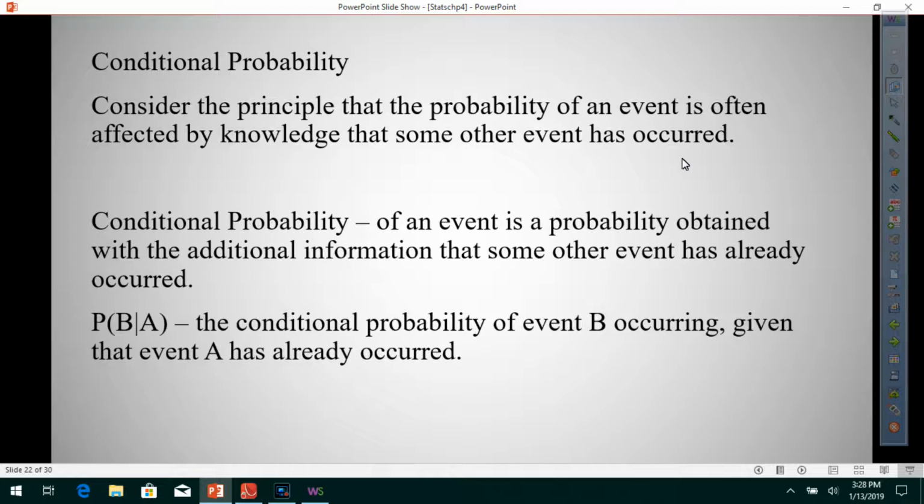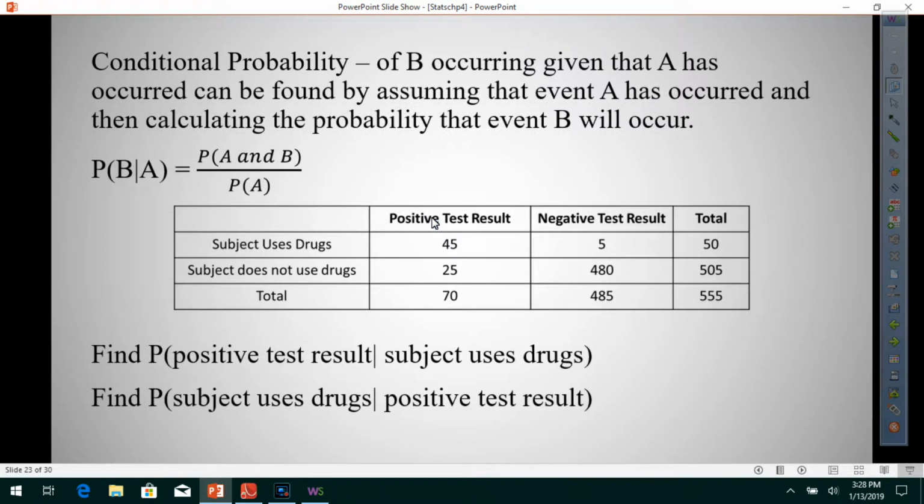So the conditional probability of an event is a probability obtained with the additional information that some other event has already occurred. The probability of B given A is the conditional probability of event B occurring given that event A has already occurred. It can be found by assuming that event A has occurred and then calculating the probability that event B will occur. So the probability of B given A equals the probability of A and B divided by the probability of A.